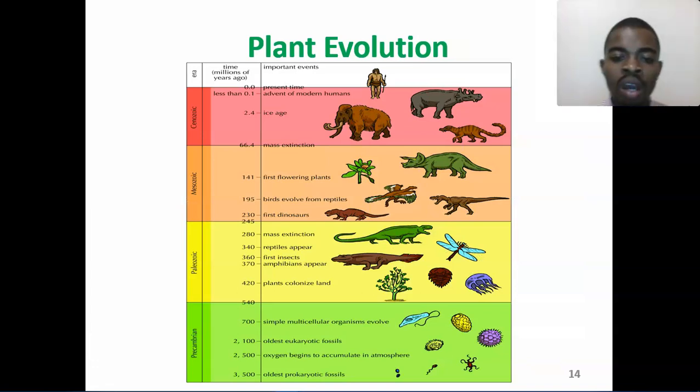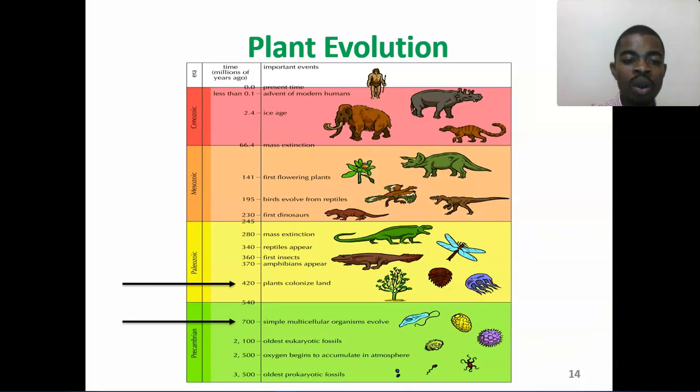Sticking with plant evolution, this particular table shows the eras in the left column, the time in millions of years in the middle column, and the important events that occurred in that period in the right column. So I want to quickly draw your attention to three events that occurred in three various eras. That is the evolution of simple multicellular organisms, which happened in the Precambrian era 700 million years ago, while the colonization of land by plants occurred in the Paleozoic era 420 million years ago, and the presence of first flowering plants occurred in the Mesozoic era 141 million years ago.